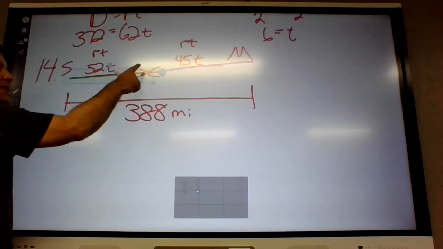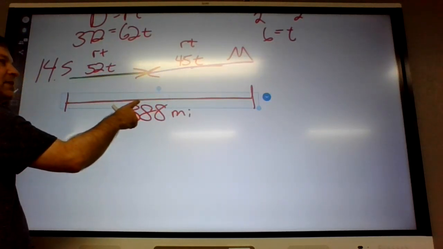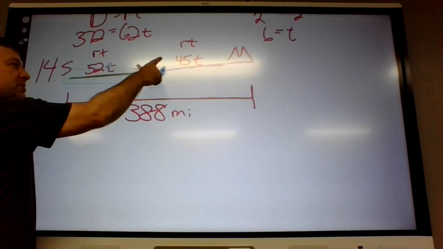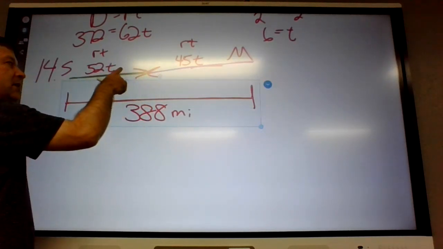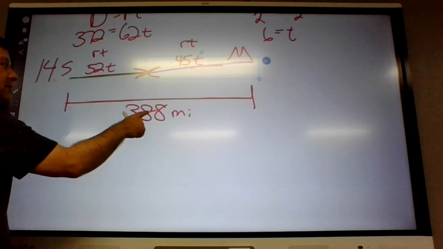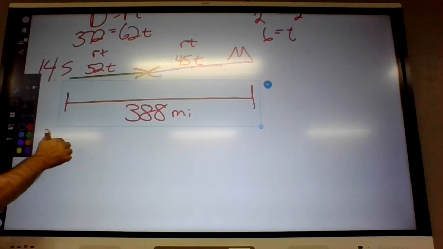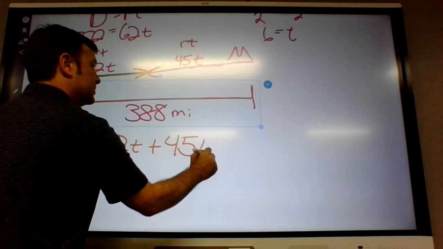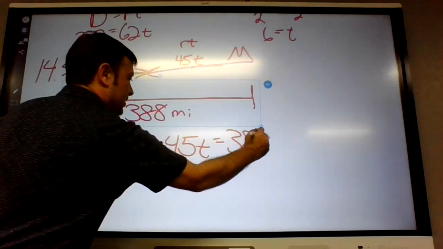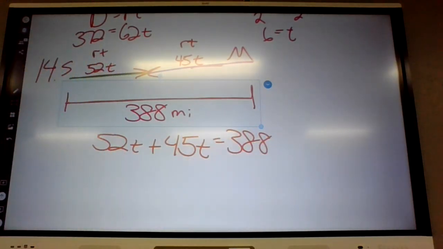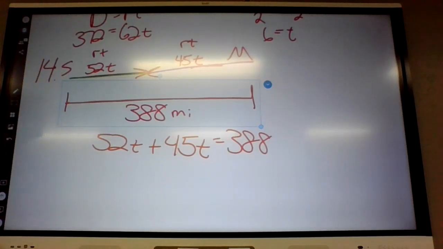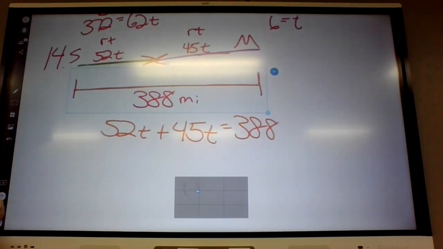Anyways, how are these three distances related to each other? They're both the equivalent of 388. Right. These two together make the big one. So that plus that equals that. So 52t plus 45t equals 388. Okay, this is when I get off the bus because this is even. You guys can do that. The question is how long did they travel before they met? So just solve for t.